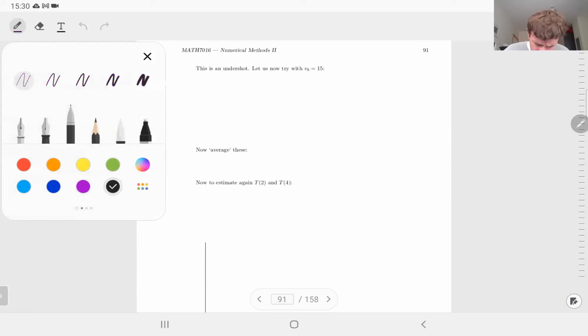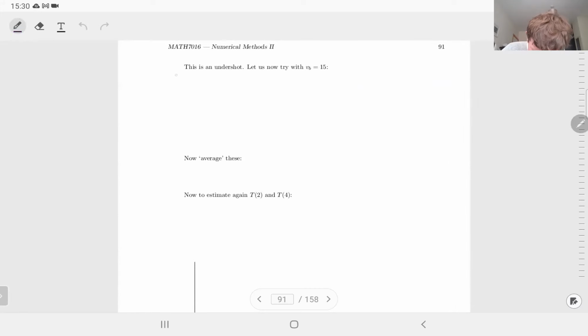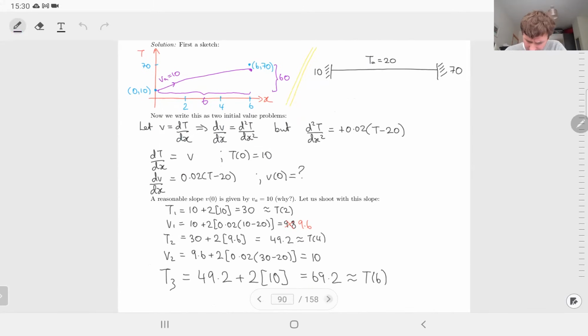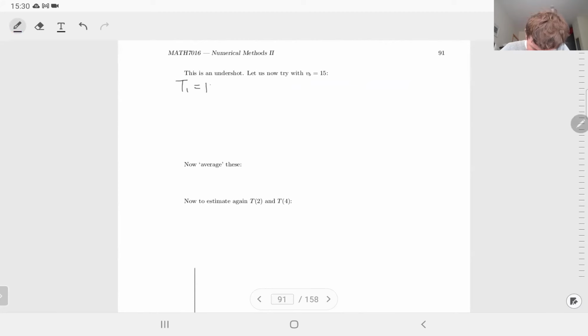So going again, the next T value is the initial T value. We're going back to the start. The very initial value of T was 10, plus the step size, 2, times the previous value of V, and now we're trying 15. And that gives us 40. So this is our estimate of what's going on at 2.